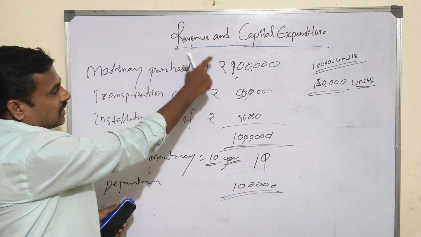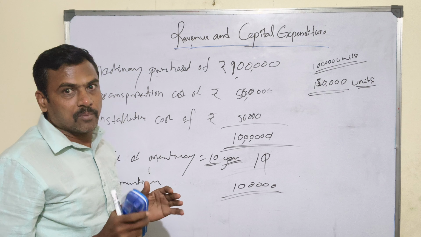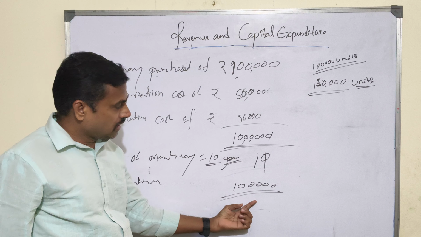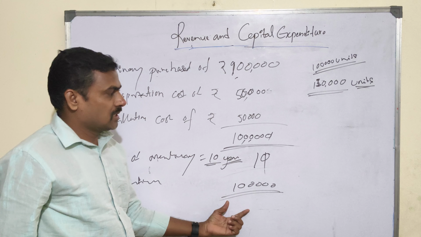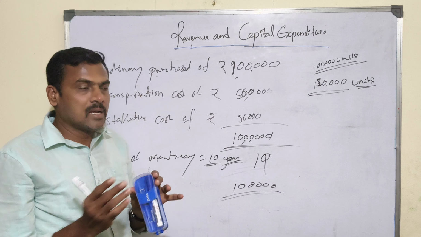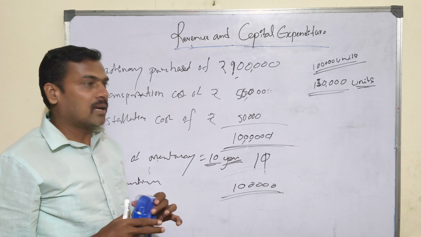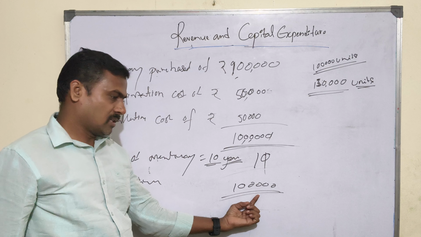You already said the machinery cost is a capital expenditure. But again I am telling you, in depreciation, the amount of capital expenditure is divided into different parts and charged against profit. That expense is called revenue expenditure.